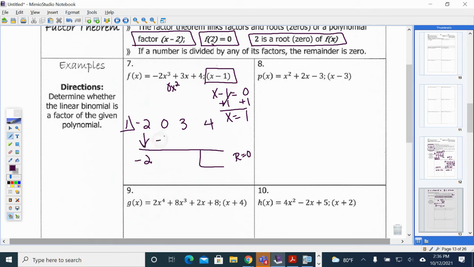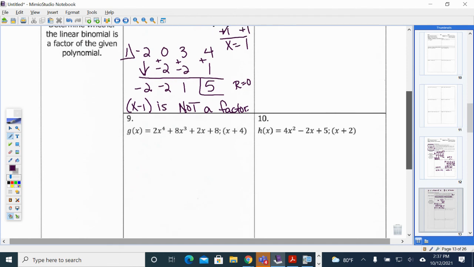1 times negative 2 is negative 2. 0 plus negative 2 is negative 2. 1 times negative 2 is negative 2. 3 plus negative 2 is 1. 1 times 1 is 1. 4 plus 1 is 5. So because I have a remainder, that means that the x minus 1 did not divide evenly. That means that x minus 1 is not a factor, which means that 1 is not a solution.